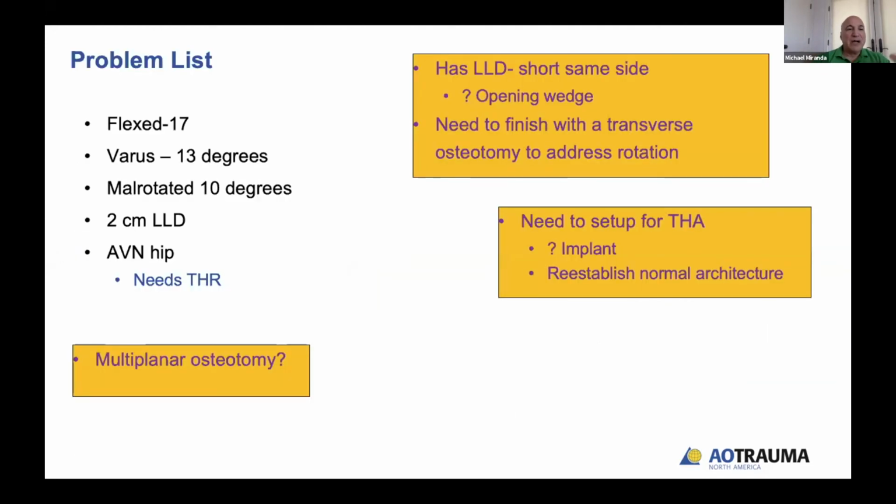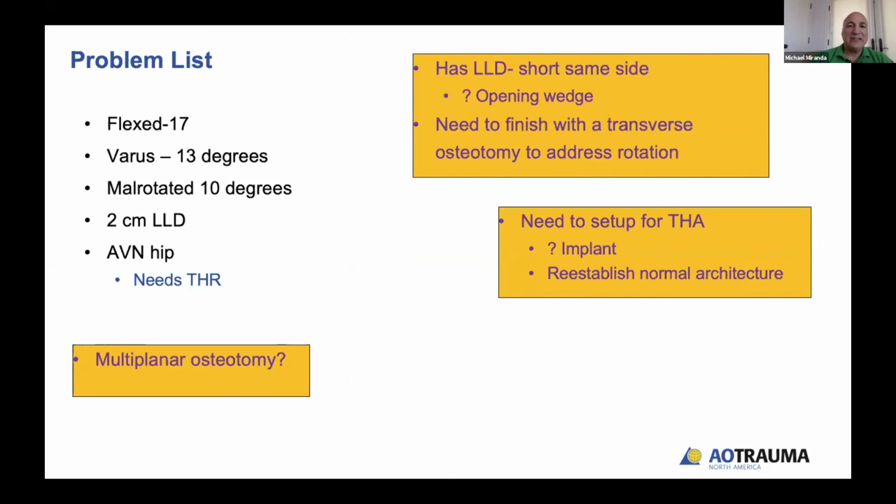So I've got my problem list here. He's got a 2-centimeter leg length discrepancy, AVN of the hip. He needs a total hip. All of that is going to come into play as we go through the thought process of how I'm going to execute this. He's got a leg length discrepancy. I know he doesn't want to rock the Herman Munster boot, so I'll try and address it if I can.